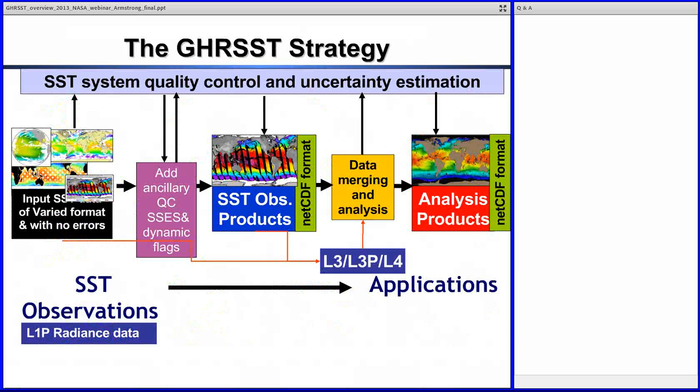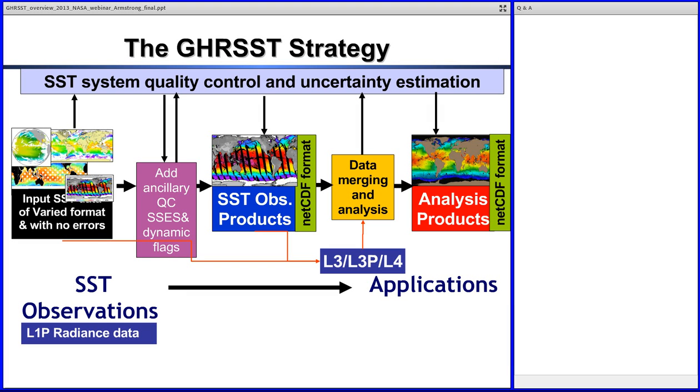Well, this particular slide is just an overview of the GHRSST production strategy. Again, we're going all the way from these level 1B radiance observations, adding these quality SSES, which are essentially the uncertainty measurements. The single sensor error statistics is what that acronym stands for. And they are all packaged together in the L2P granules with the SST observations.